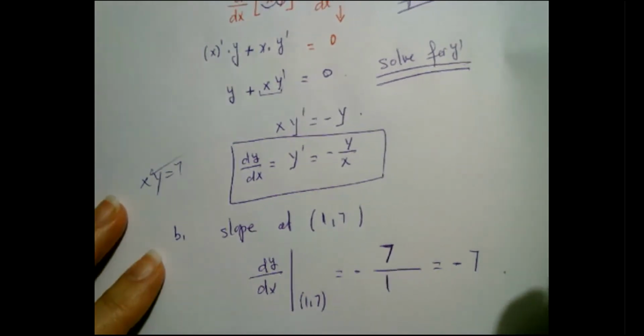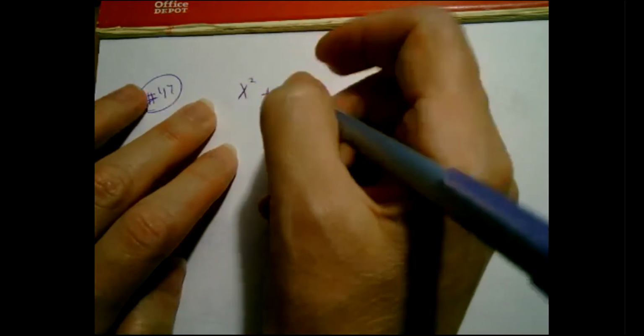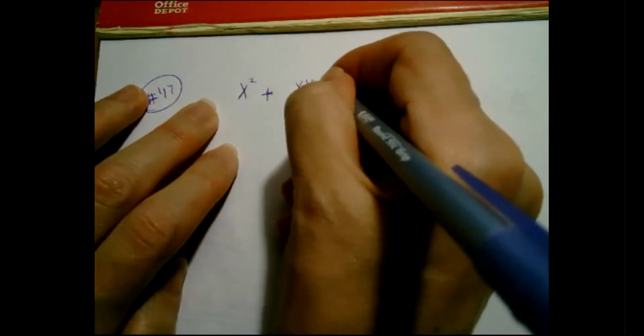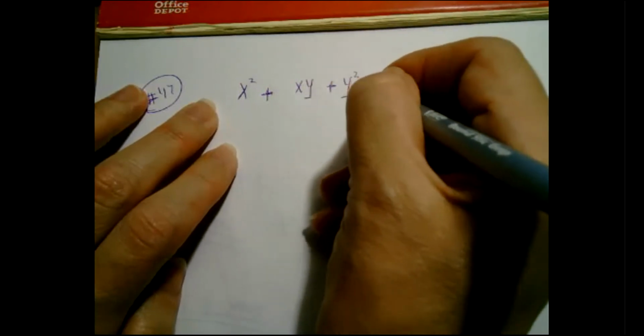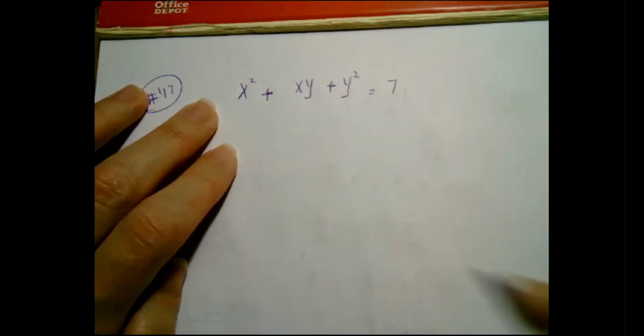Okay. Now let's do number 47, and then I hope to do at least one more with you. I have no intention of introducing anything new today before the exam. I want you to get this under your belt. So 47 is the following. We have the equation x squared plus xy plus y squared equal to 7.